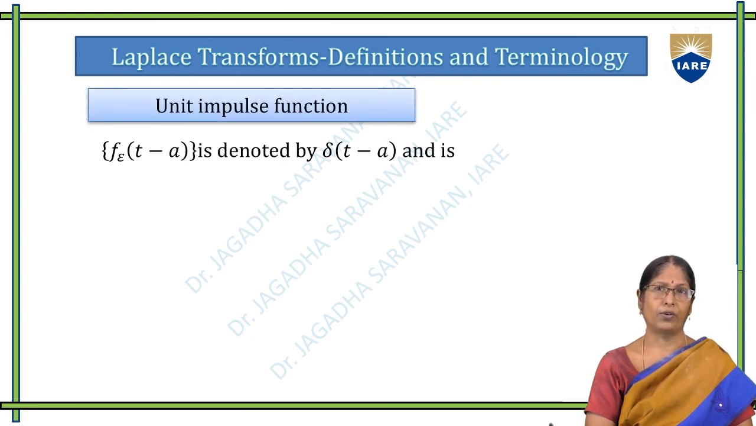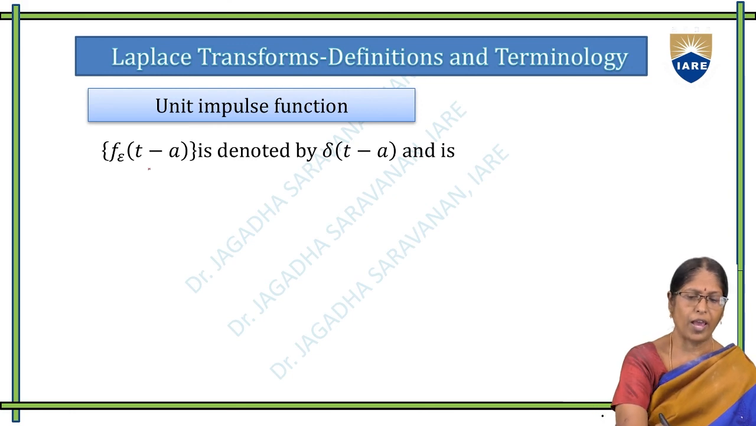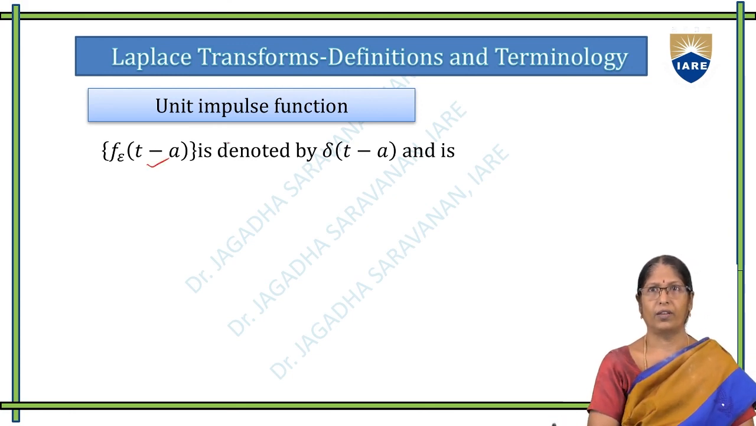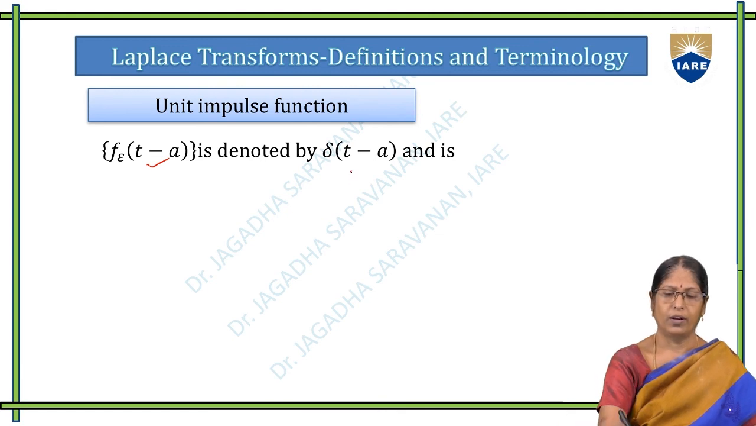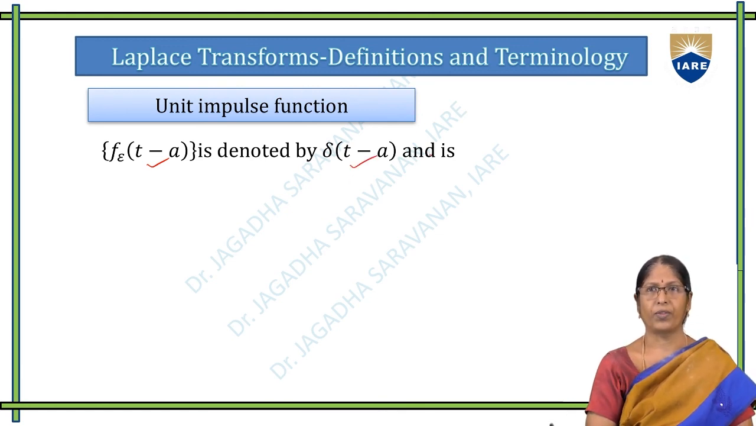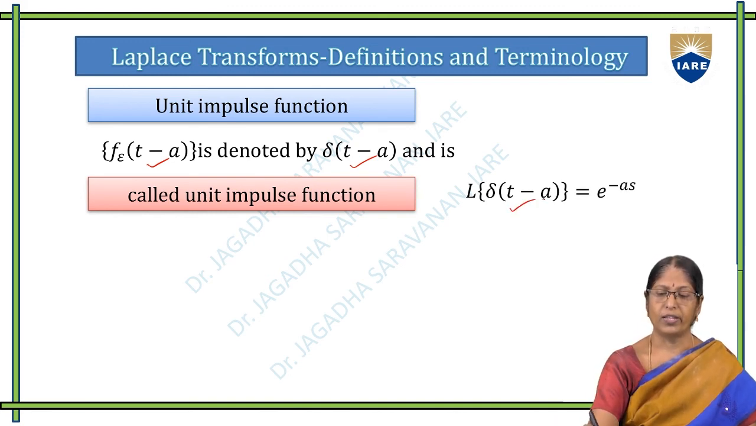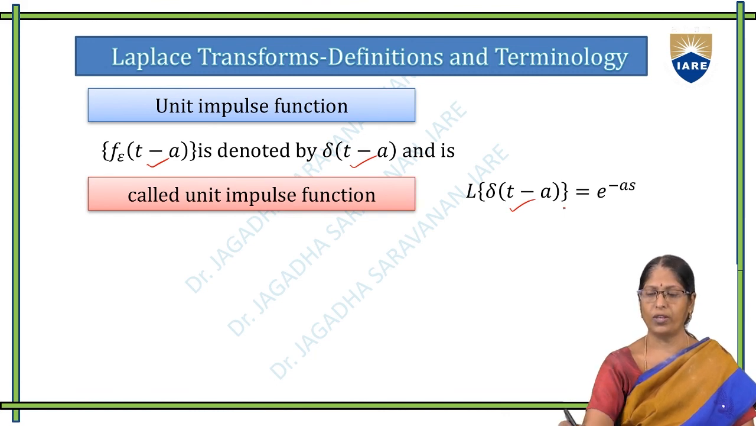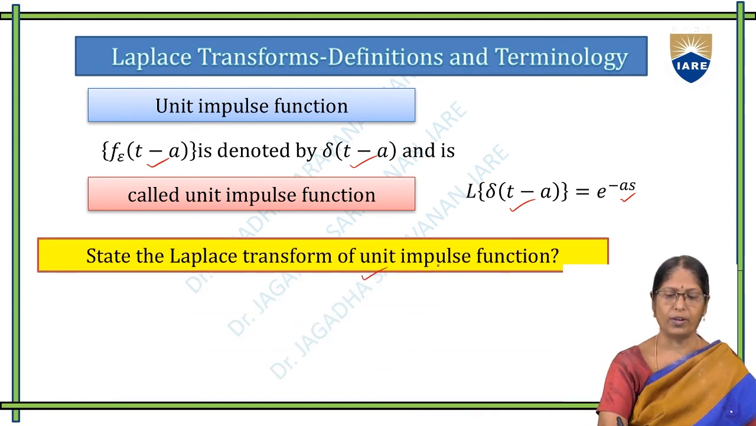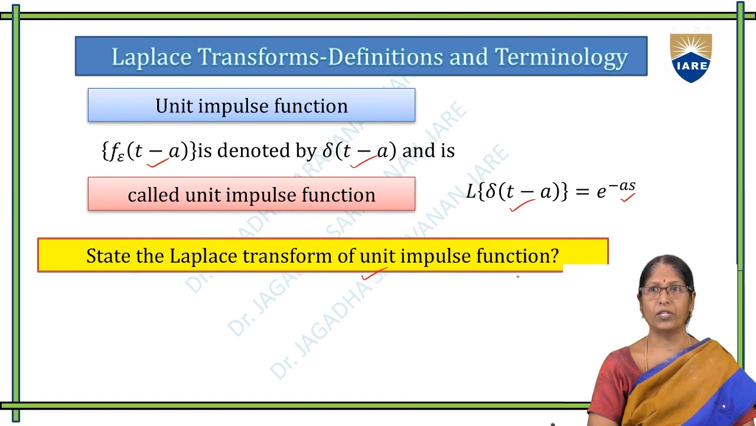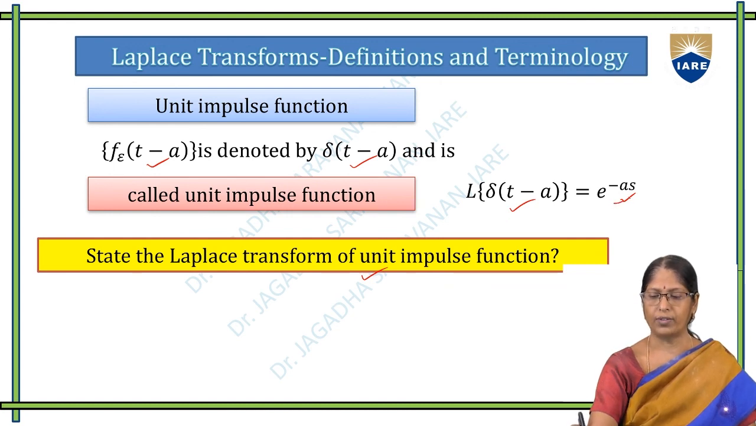Unit impulse function, that is f epsilon of t minus a, which is denoted by delta of t minus a, is the Dirac delta condition, which is called the unit impulse function. The Laplace transform of delta of t minus a is equal to e power minus as. So if the question, Laplace transform of unit impulse function formula, is asked, the answer is e power minus as.